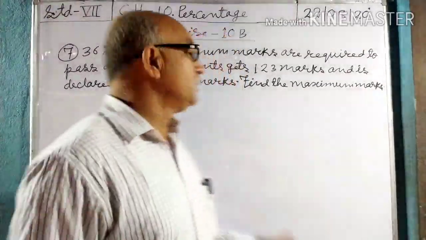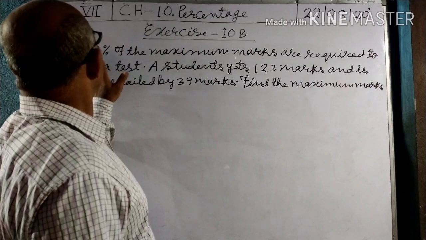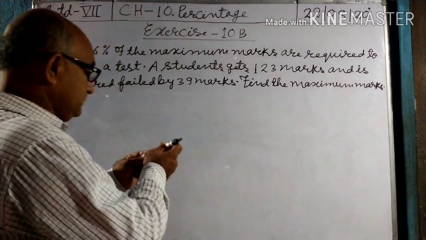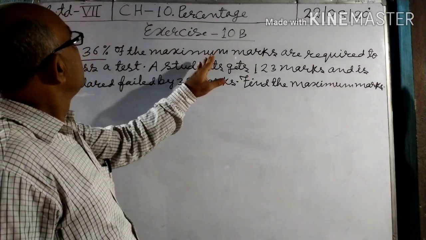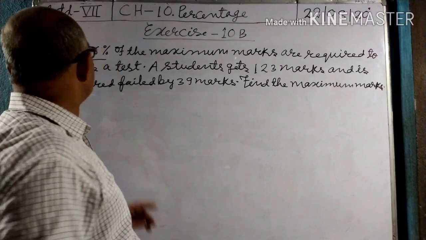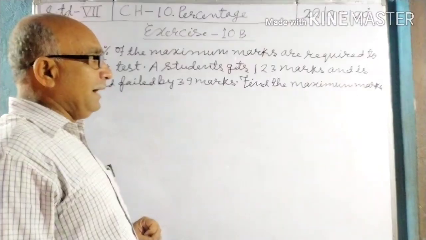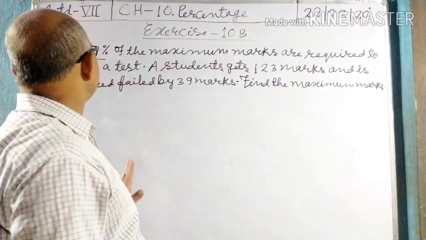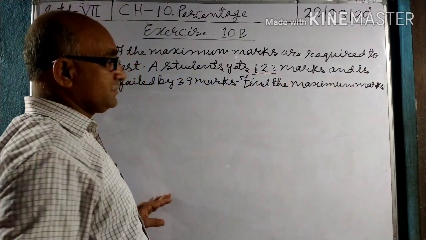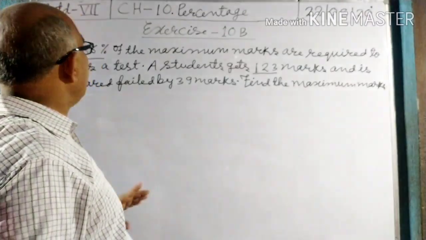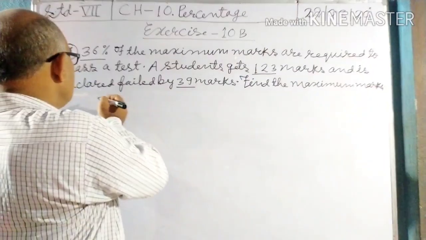Students, next question is a very important question, question number 7. 36% of the maximum marks are required to pass a test. A student gets 123 marks and is declared fail by 39 marks. Find the maximum marks. So let the maximum marks be X.